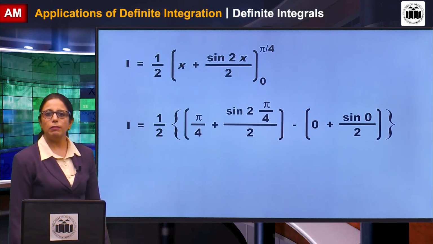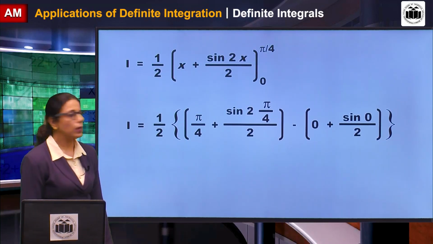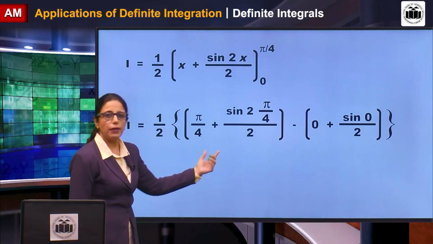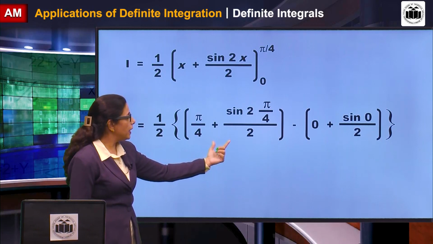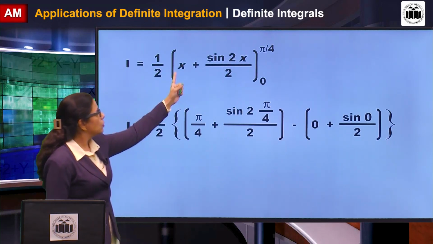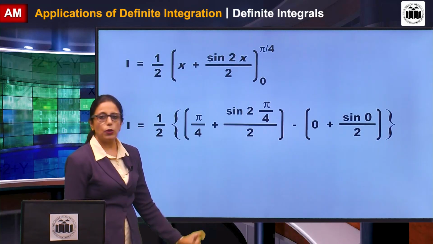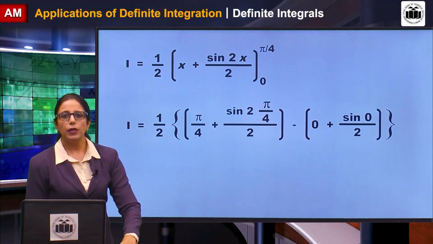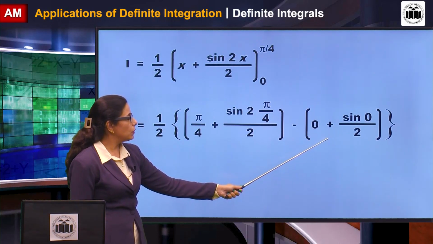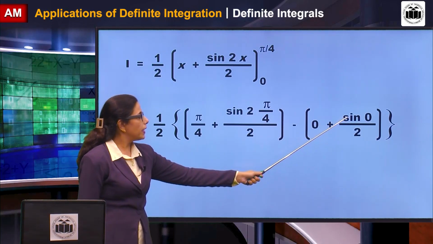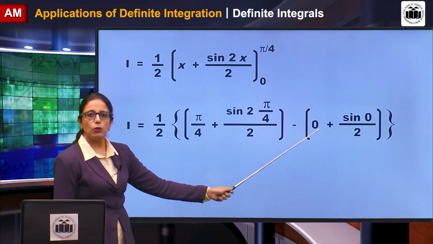First we apply the upper limit, that is taking x as equal to pi by 4. Remember to put brackets wherever necessary, because this half is right outside. So, here first we take x as equal to pi by 4. So, x is pi by 4 plus sine 2 times pi by 4 upon 2, minus what we are doing here is now taking the lower limit, x as equal to 0. So, 0 plus sine 0 by 2. Wherever there is x, I have substituted x as equal to 0.